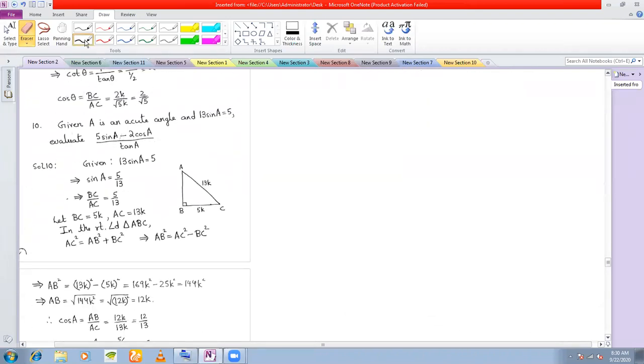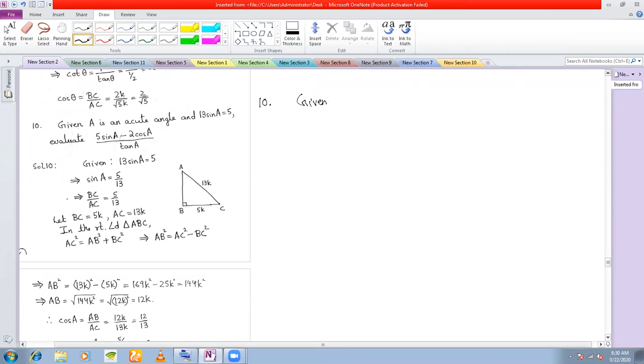Problem number 10. Given A is an acute angle. Acute angle means all the trigonometric ratios are positive. Sin theta, cos theta, everything is positive. And 13 sin A is equal to 5.